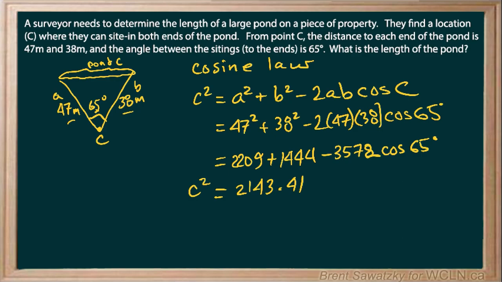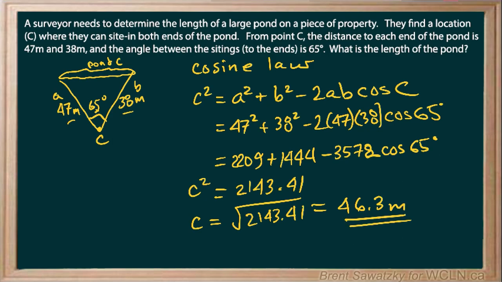All right. So now we do have to remember that this is c squared. So this isn't our final answer here. It's our final answer squared. So if we want c by itself, we're going to have to square root that number, 2143.41. And if we were to square root that, we come out to about 46.3 meters. And so that is our distance, c, which is representing the length of the pond. So we're all done.